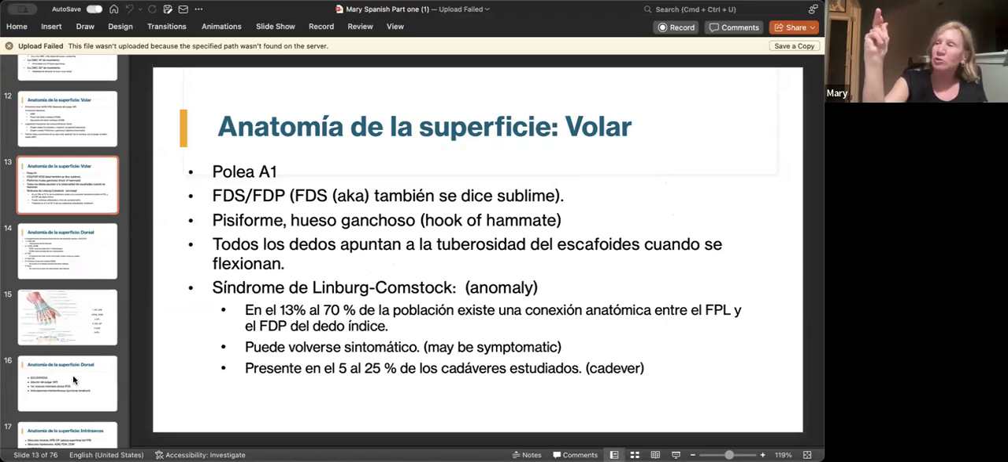When you flex your fingers, they all point to the tuberosity of the scaphoid. So remember, if you're stretching someone's finger, the little finger doesn't go straight down. It goes to the middle. And do it yourself. It's uncomfortable to go that way. Remember, it goes to the middle.